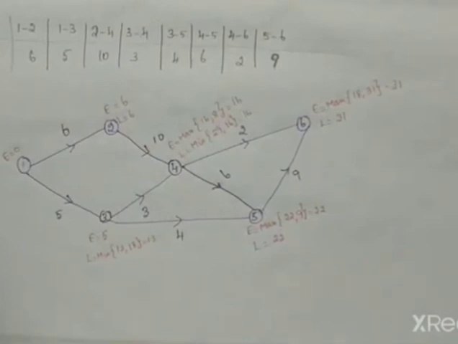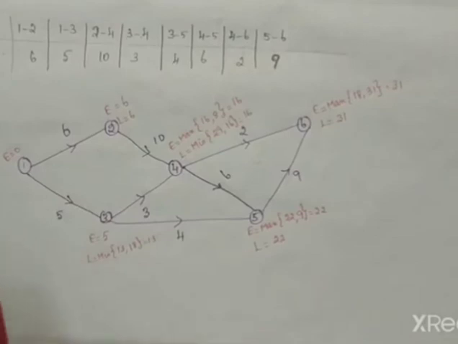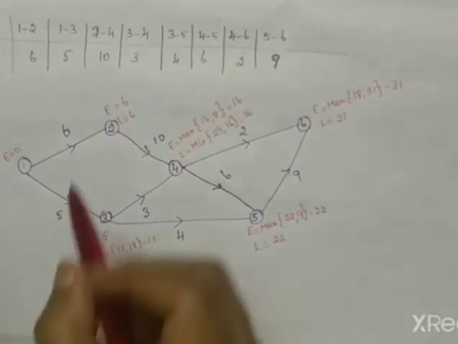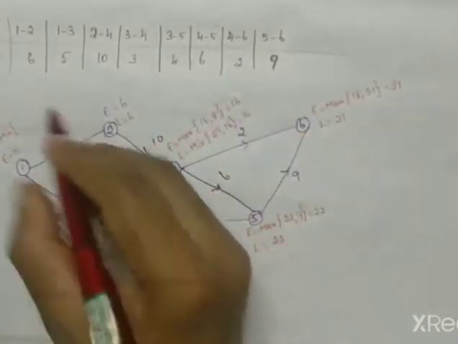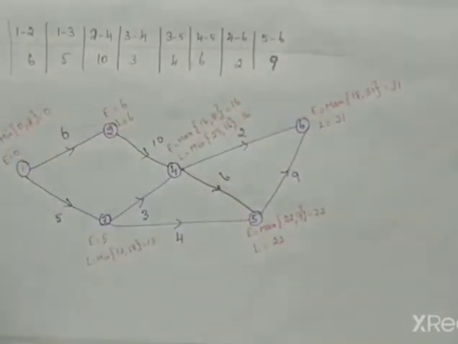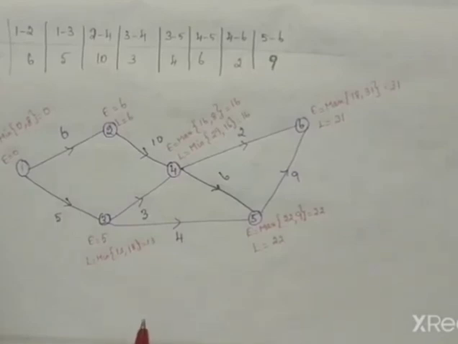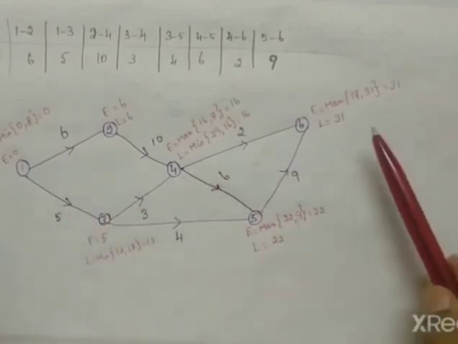Finally we come to 1. For 1 there are 2 outgoing activities, so the L value is the minimum of 6 minus 6, which is 0, and 13 minus 5, which is 8. So here we get the value 0. If the L value is 0, your calculation is correct. Otherwise there are some mistakes, and you have to check where the mistake is. So here the L value is 0, that is okay, and that is your final answer. The total duration of this project is 31 hours.